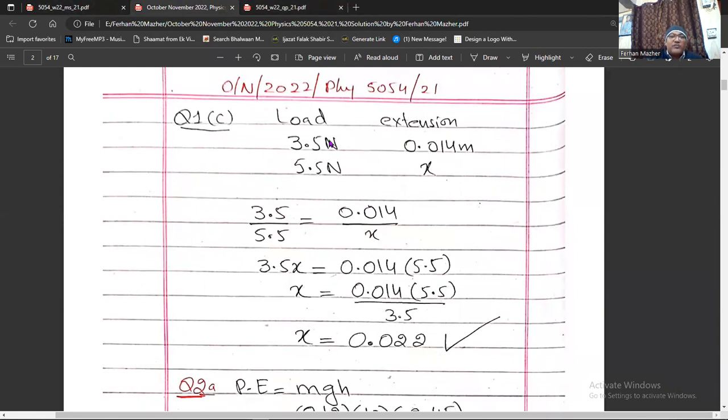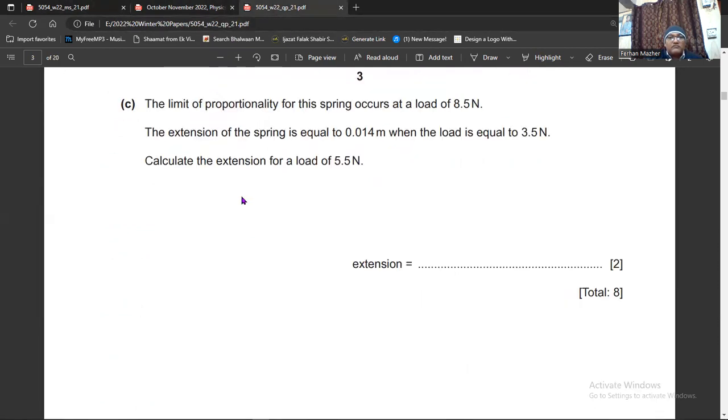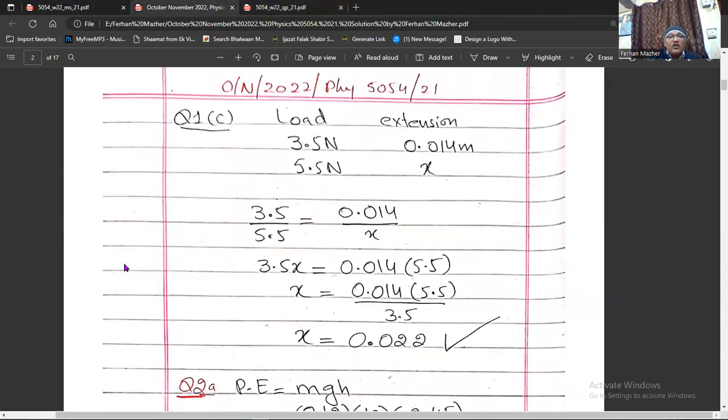Load and extension, 3.5 Newton. So when the load is 3.5 Newton, the extension is 0.014 meter. When the load is 5.5 Newton, how much is the extension? This is called the method of proportionality. So I will write them in the ratio, in the fraction. 3.5 by 5.5 is equal to 0.014 divided by x.